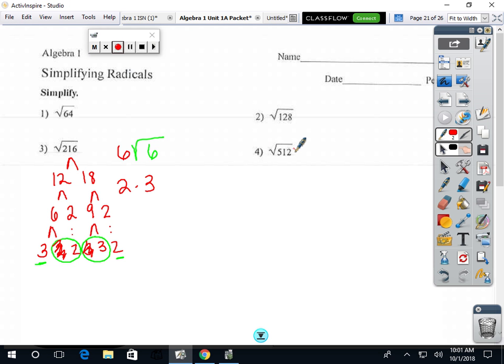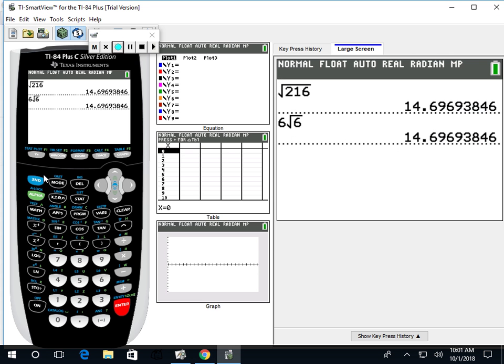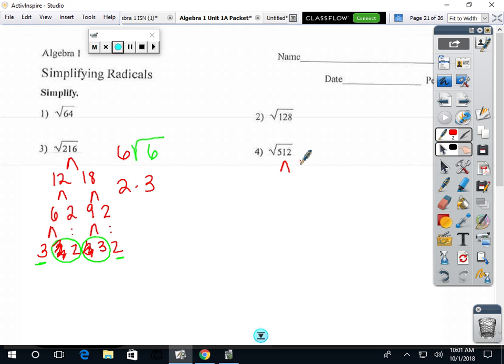All right, number 4, the square root of 512. First thing we need to do is type it in to confirm that it's not a perfect square, or to just get ready to check the final answer. Okay, we are going to need to do a factor tree. So what are some numbers that multiply to make a 512? Anybody got anything yet? 16 and 13? Oh, 16 and 32. Okay, that'll work. 16 times 32.